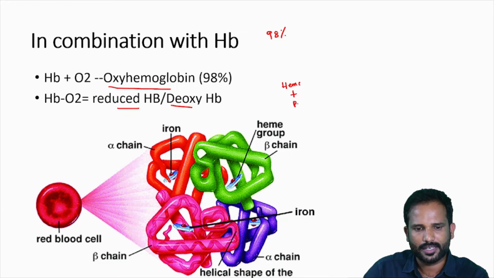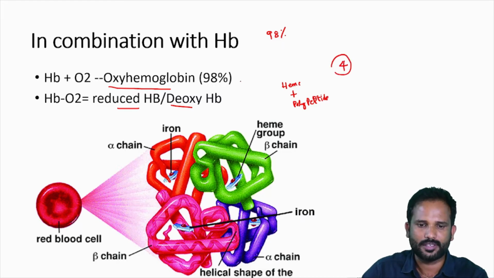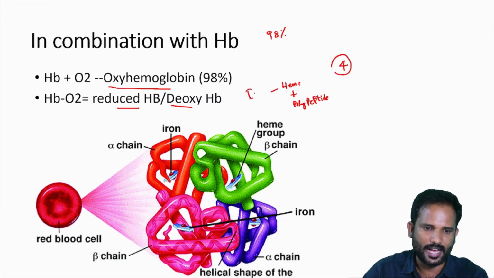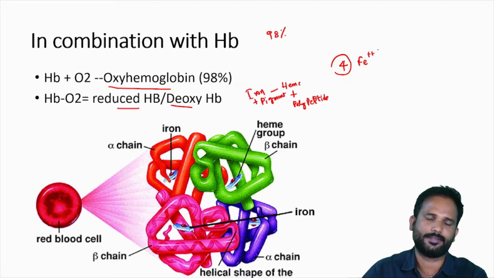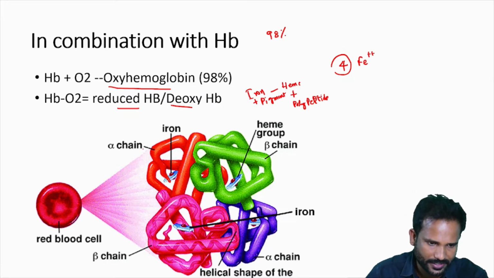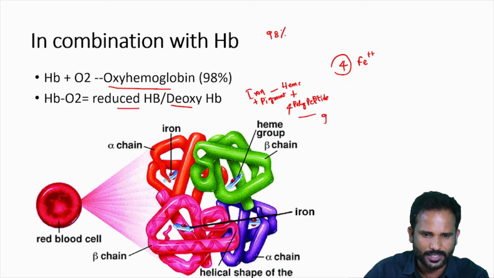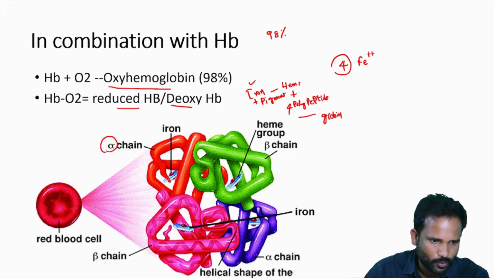And if you see the structure of hemoglobin, it is having a heme plus a polypeptide chain, and we have 4 hemes, and this heme contains iron plus pigment. So totally we are having 4 iron atoms. Here you can see that these 4 polypeptide chains are together called globin, and heme is iron plus pigment.